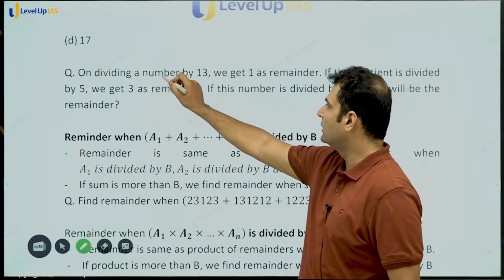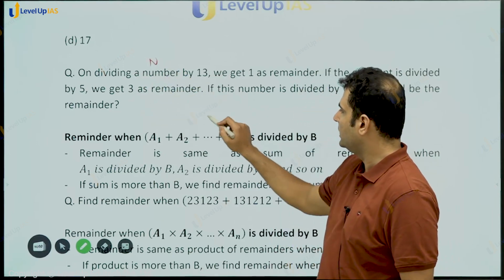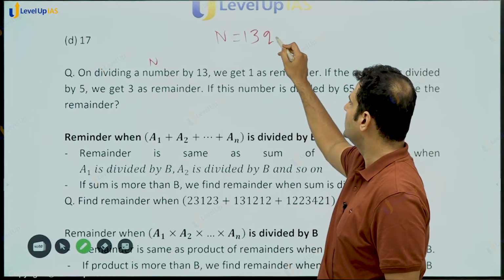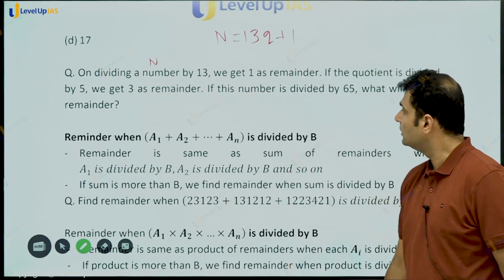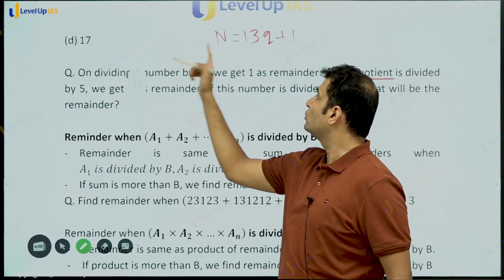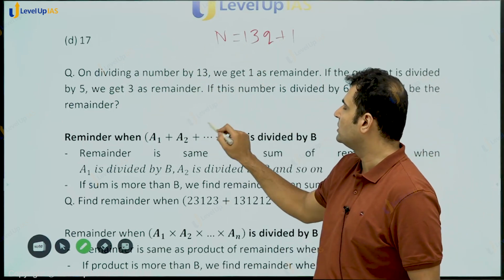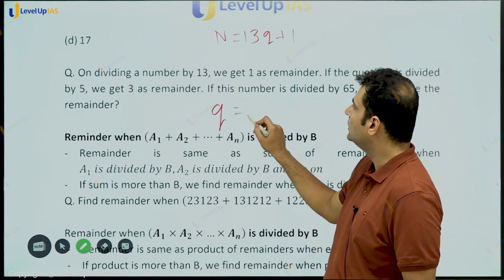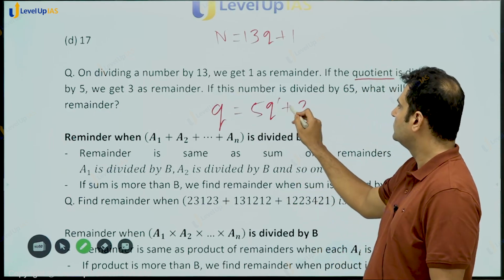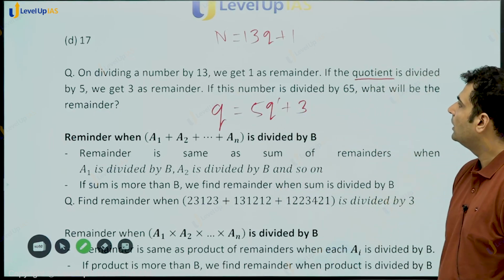We are dividing a number n by 13. So what will we get? n is equal to 13 into some quotient plus remainder 1. Fine. Now, if this quotient is divided by 5, we get 3 as a remainder. So this quotient is equal to 5 into some other quotient plus remainder 3. Fine. Now what do we need?